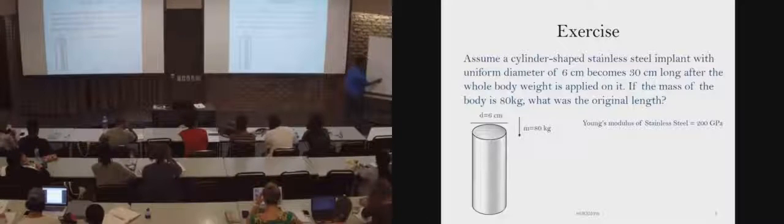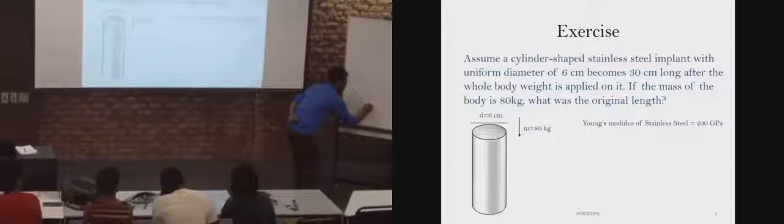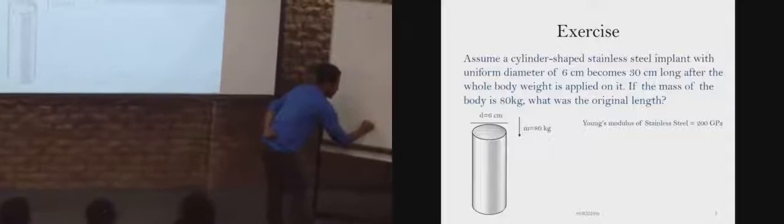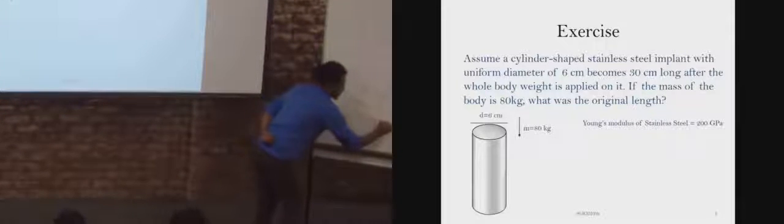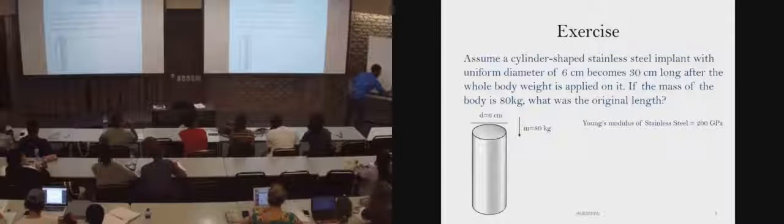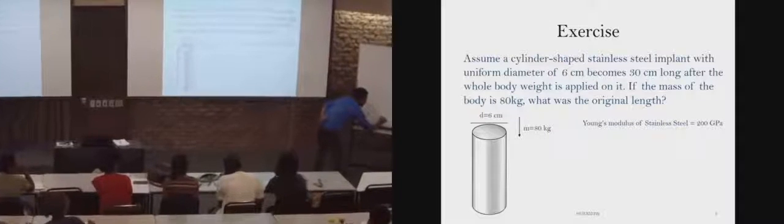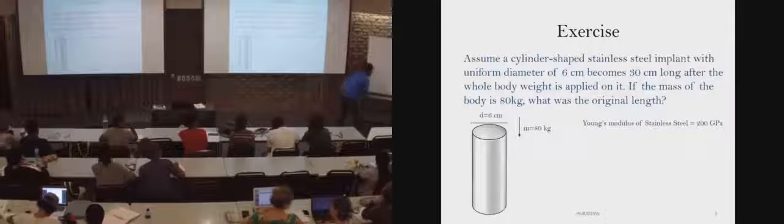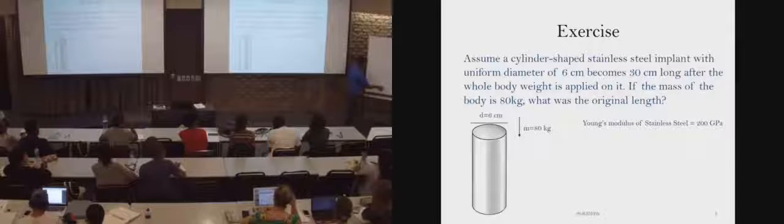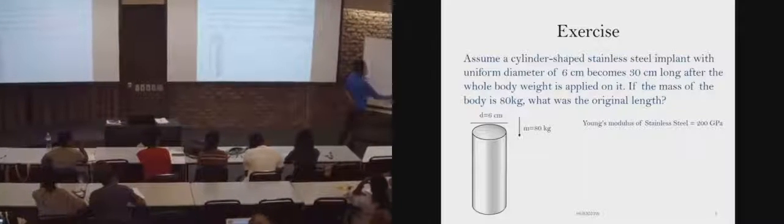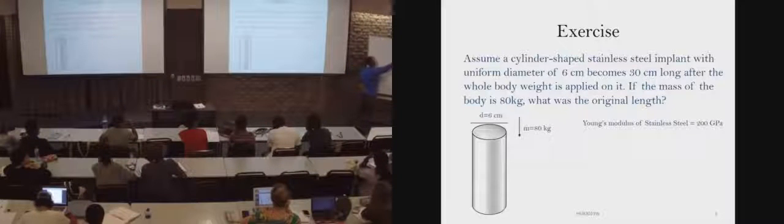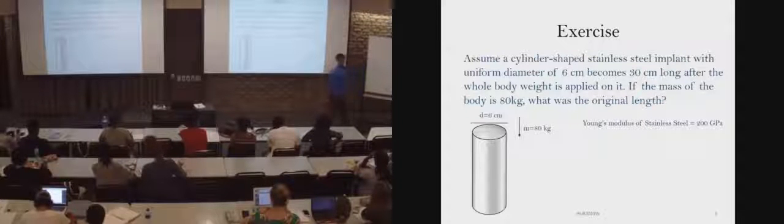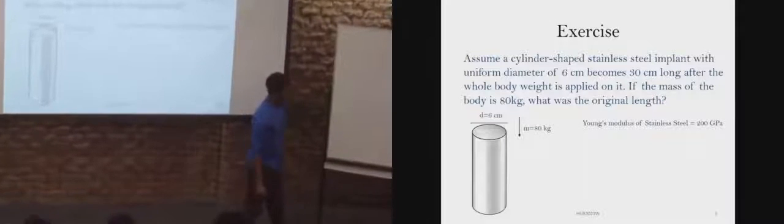So the unknown term is L naught, right? So L naught times (YA minus F) equals YA LF. So L naught will be YA LF divided by YA minus F. So all these right side components are known. Y is known, which is 200 times 10 raised to 9 Pascal. Area is known. You can calculate by pi times r squared. Final length is known, which is 0.3 meters.